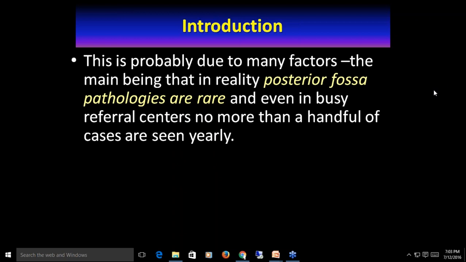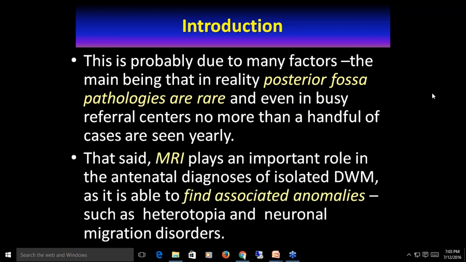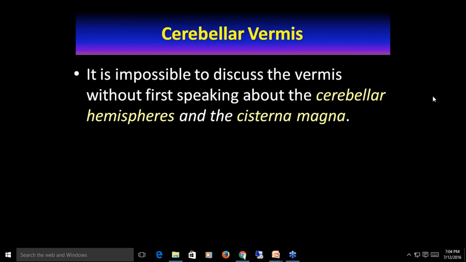This is probably due to many factors, the main being that in reality posterior fossa pathologies are rare, and even in busy referral centers, no more than a handful of cases are seen yearly. That said, MRI plays an important role in antenatal diagnosis of isolated Dandy Walker malformation, as it is able to find associated anomalies such as heterotopia and neuronal migration disorders that are difficult to find using ultrasound.